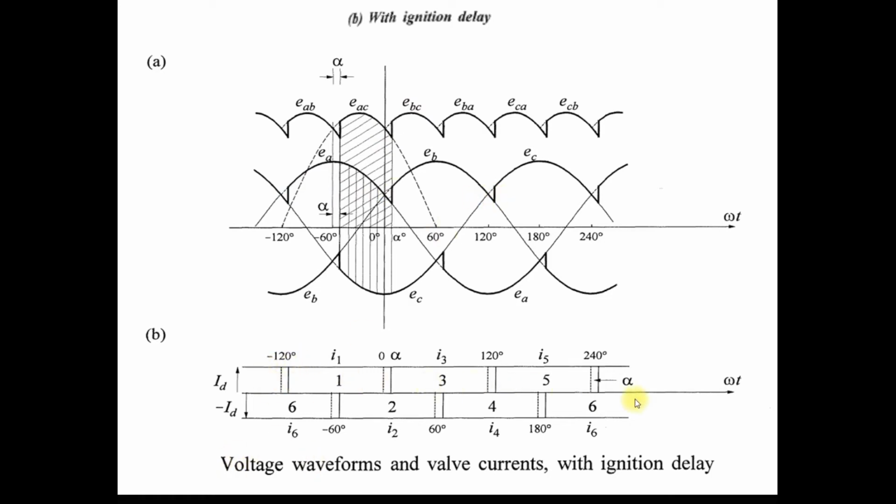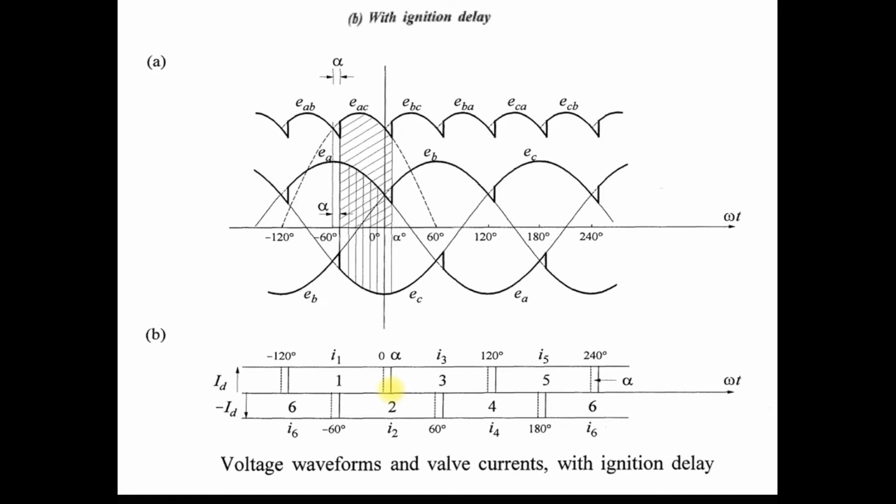And this is the conduction duration of the valve, or valve current. This dotted line shows the conduction period, minus 120 to 0, that is for alpha 0. Clear? But when you take any alpha, you can see that it starts from minus 120 plus alpha here and it ends at 0 plus alpha here. Clear? So the conduction period is shifted, but the conduction duration remains the same. The 120-degree conduction duration of each valve remains the same.